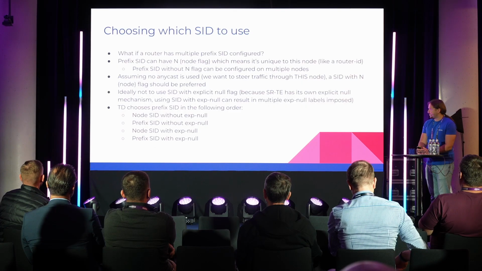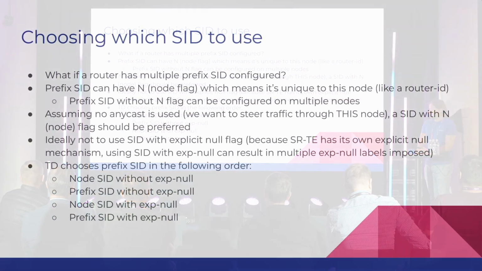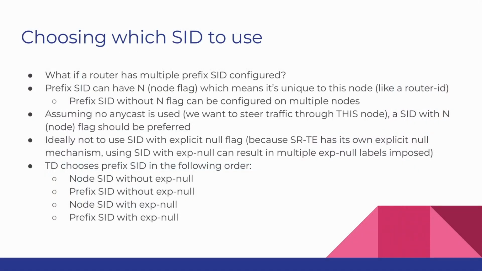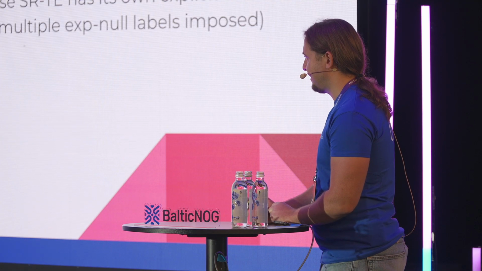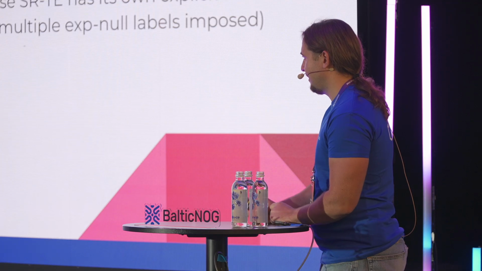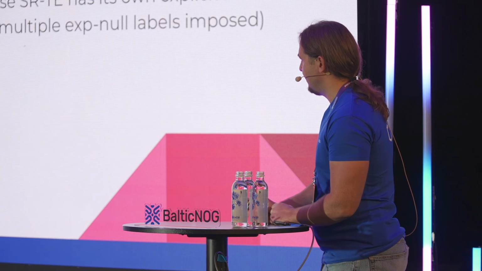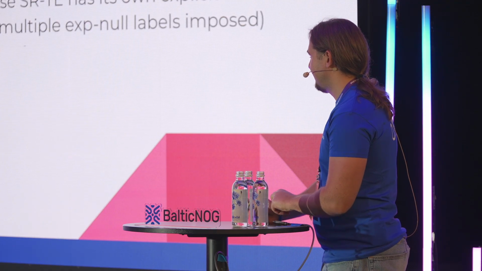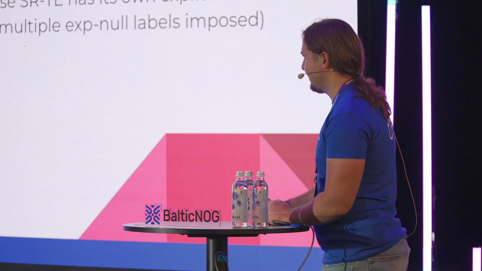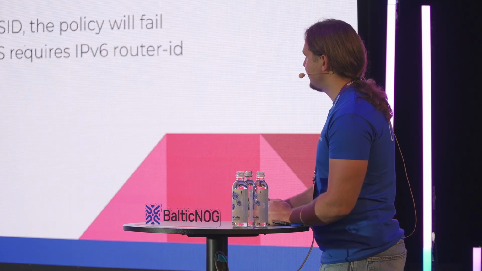So if we combine segment advertised explicit null and explicit null in SR-TE, we can either push multiple explicit null labels or push IPv6 explicit null on IPv4 traffic or vice versa. So it's not ideal. So we should prefer node SID without explicit null over prefix SID without explicit null over segments with explicit null. But this is just my opinion. It's not any kind of industry standard.